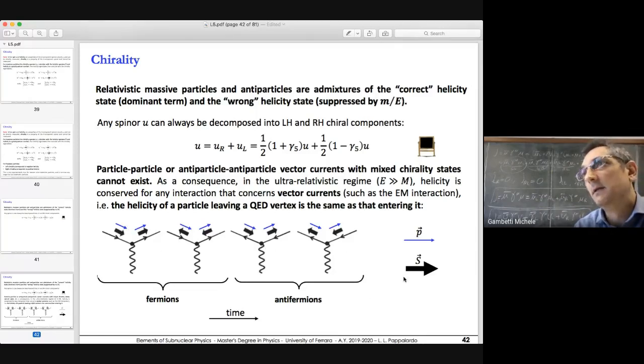Now, the black arrow is the spin, the blue arrow is the momentum. So you see that the helicity is positive here and positive there. The helicity of the particle that entered the vertex is the same as the particle exiting the vertex. This is negative helicity: spin and momentum are opposite, and this is also negative helicity. So again, helicity is conserved at this vertex. And this is the same for antifermions, for instance positrons: positive helicity entering, positive helicity exiting; negative helicity entering, negative helicity exiting. Okay?